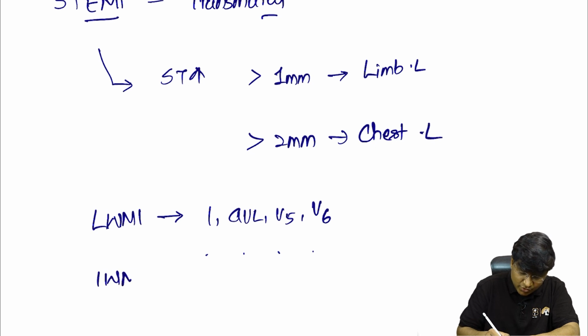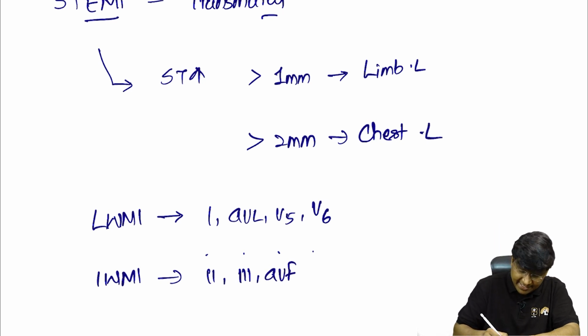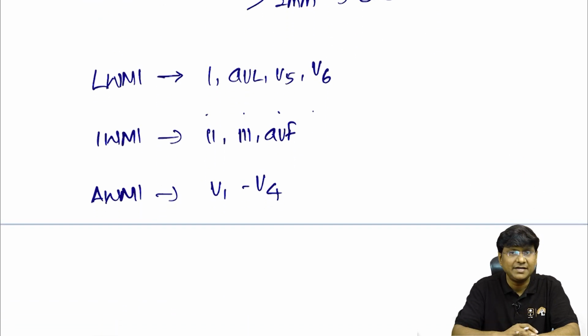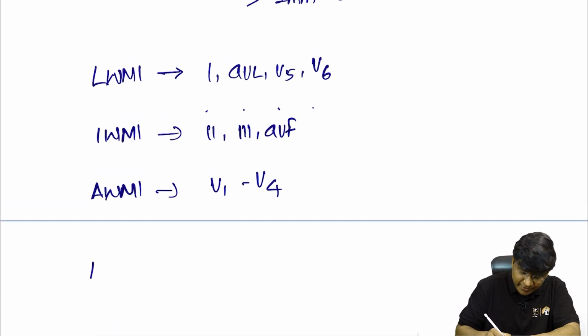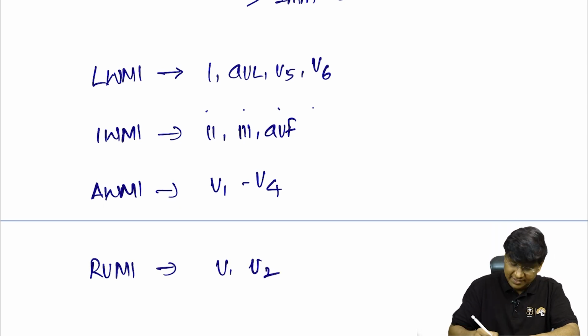Whereas in case of inferior wall MI, the ST segment elevation is present in 2, 3 and AVF. In anterior wall MI, the ST segment elevation will be there from V1 to V4, right? And in case of right ventricular MI, the ST segment elevation will be there only in V1 and V2. Along with that, you will have ST segment elevation in 2, 3 and AVF.